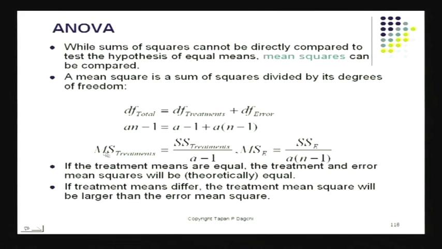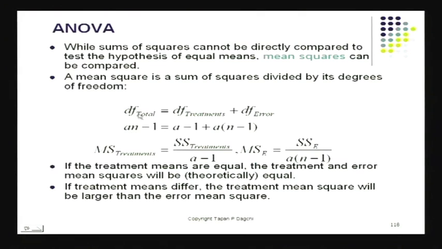So the mean sum of squares due to treatments is going to be sum of squares due to treatment divided by its own degrees of freedom, and the mean sum of squares due to errors is going to be sum of squares due to errors divided by its own degrees of freedom. How did I find the error degrees of freedom? Well, I've got this total degrees of freedom. Now the total number of data points we had was a times n. Why is the total degrees of freedom a times n minus 1?